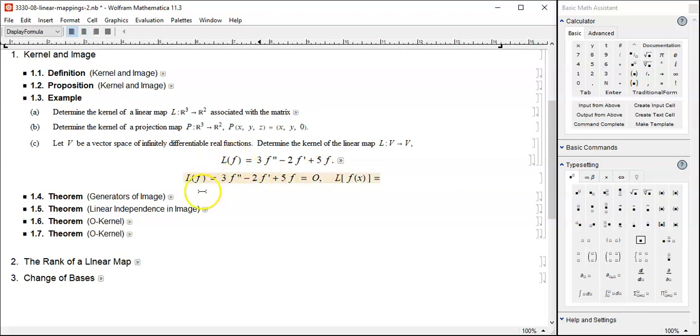You see, each vector here is a function. So let's consider L of f of x, and that's equivalent to 3f double prime of x minus 2f prime of x plus 5f of x, and that's equal to 0 for all x. That's basically what you're looking for. So what is this? This is a differential equation. We are looking for a function that satisfies this condition. And how do you solve this differential equation?